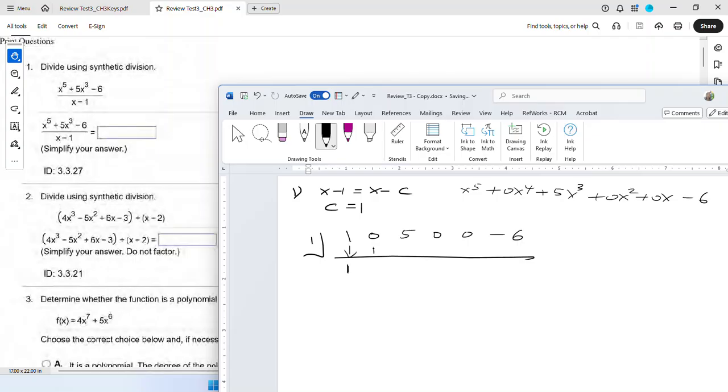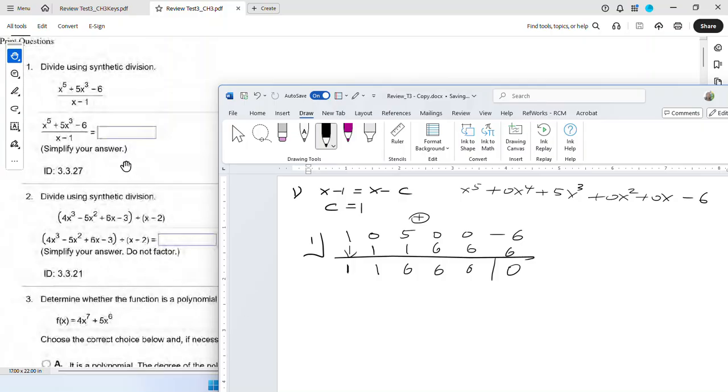1 times 1 is 1. So the good thing is this is all doing the addition, right? So we have a 1. 1 times 1 is 1. We have a 6. 1 times 6 is 6. Okay, and then you have a 6 in here. 1 times 6, you still have a 6. 1 times 6, 6. So this remainder is 0.